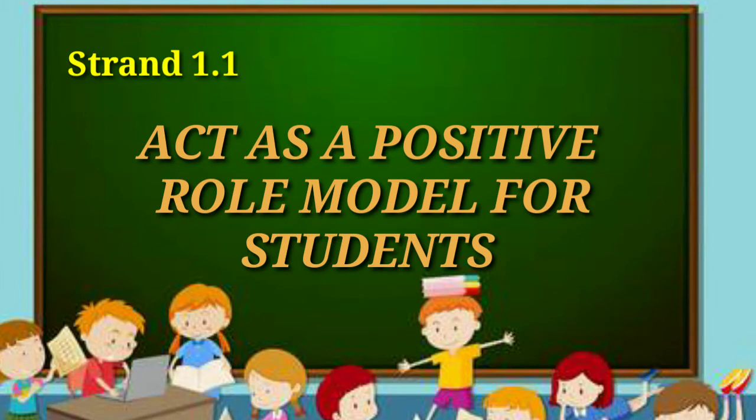Strand 1.1: Act as a positive role model for students. Being a role model includes showing students how to make sense of the world and express different ideas in a peaceful way. This can model for students how they can act when they speak with others and to actively listen to others' point of view.